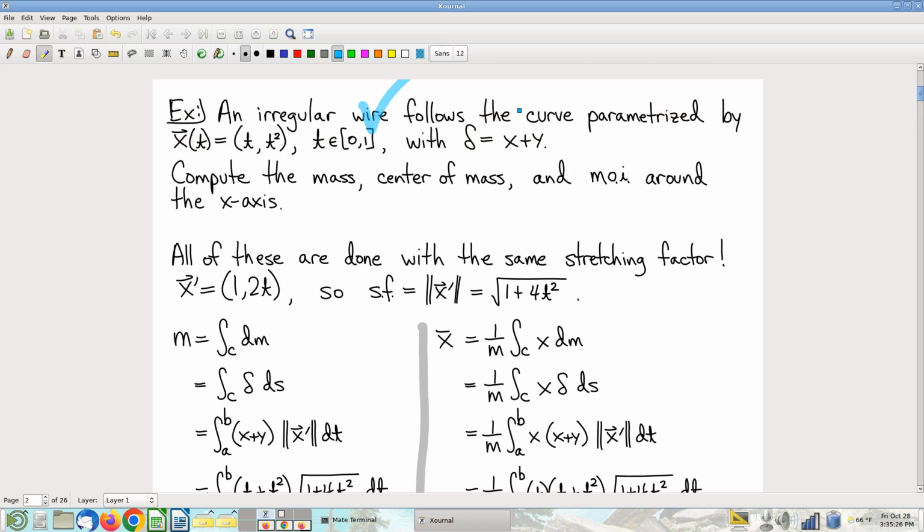They're all on the same wire, same curve, same parameterization, same range of values of t, and the mass per unit length is also the same for all of these, right? So these are the common features that we're going to be able to share in all these examples.